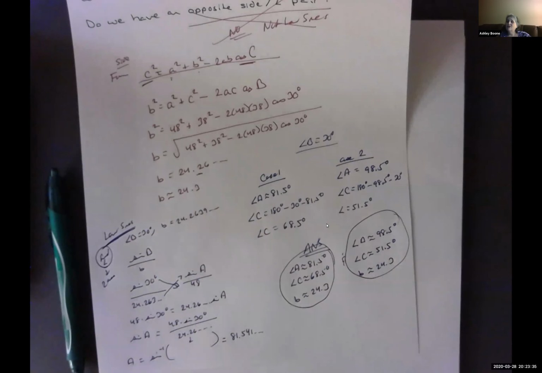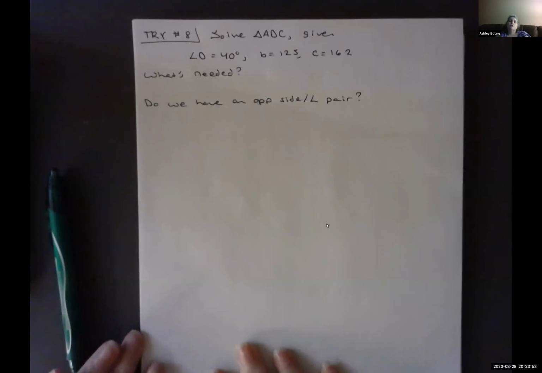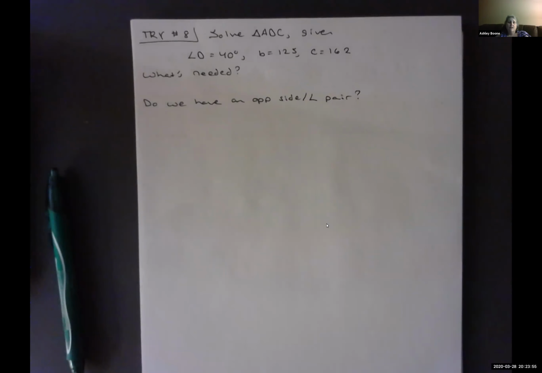Okay, so that one had a lot to it. We had to use law of cosines to get a missing side so that we could get an opposite angle-side pair. Then we had to use law of sines to get the other two angles. Okay, let's look at number 8. In number 8, solve for triangle ABC, given that angle B is 40 degrees, side B is 125, and side C is 162.